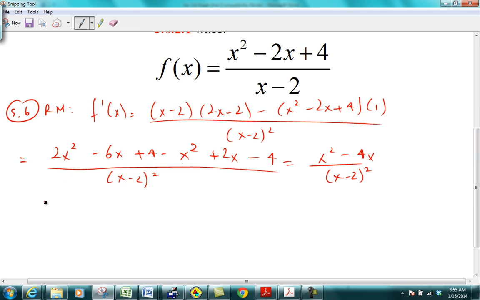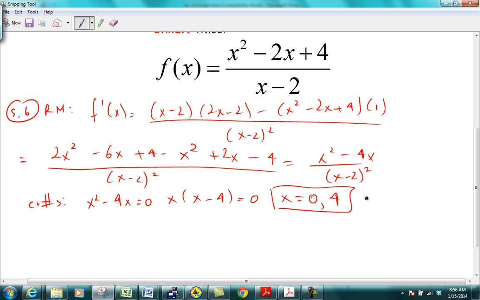So that becomes x squared minus 4x all over x minus 2 quantity squared. And so the critical numbers are obtained by setting x squared minus 4x equal to 0, which gives you x times x minus 4 equals 0. So x equals 0 or 4. These are your critical numbers. Next, we need to figure out whether they are mins or maxes.